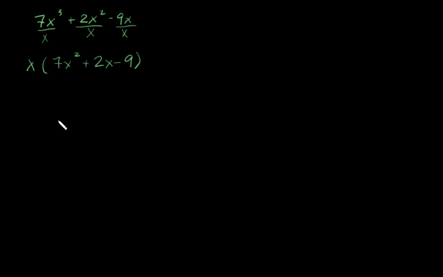I'm going to use trial and error first. I'm going to set up my two parentheses with the appropriate signs. Now let's look at 7. The only factors of 7 are 7 and 1, so I'm going to put the 7x here and the 1x here. The factors of 9: we have 1 and 9, and 3 and 3. I'm trying to get to a positive 2. So let's try the 1 and 9.